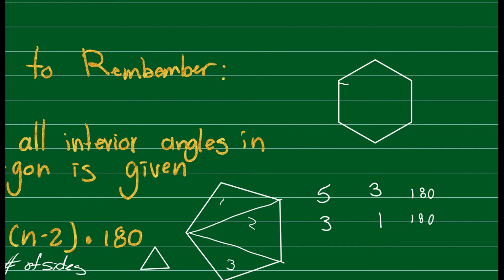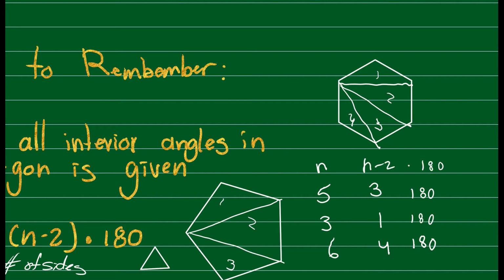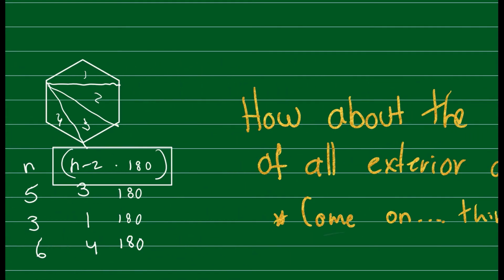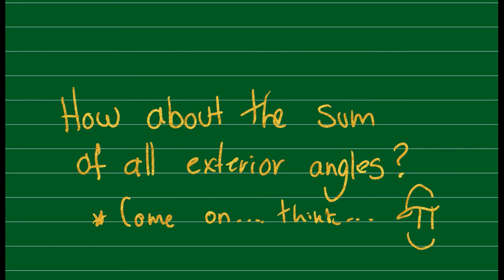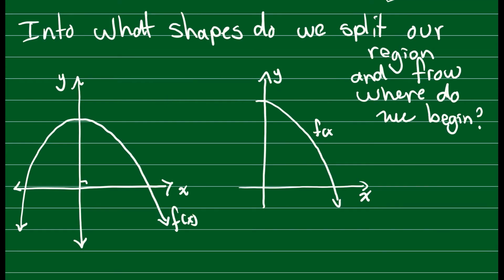What if my polygon has 1, 2, 3, 4, 5, 6 sides? All right, well, we can create 1 triangle, 2 triangles, 3 triangles, and 4 triangles. So if we have 6 sides, we can create 4 triangles, and each triangle is 180 degrees. So for any n sides, we get n minus 2 triangles times 180 degrees. This is a formula to calculate all the interior angles of a polygon. Well, the question for you is, how about the sum of all the exterior angles? Come on, think. Alrighty, well, that was Archimedes.